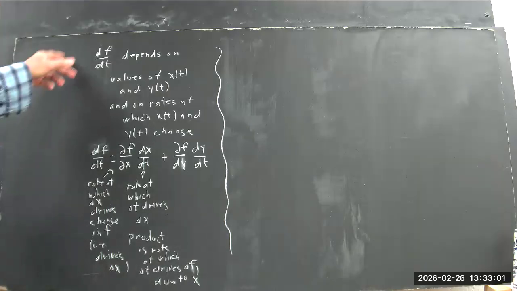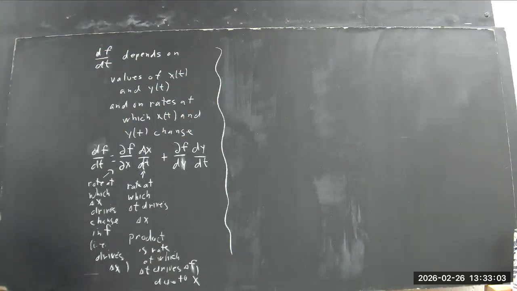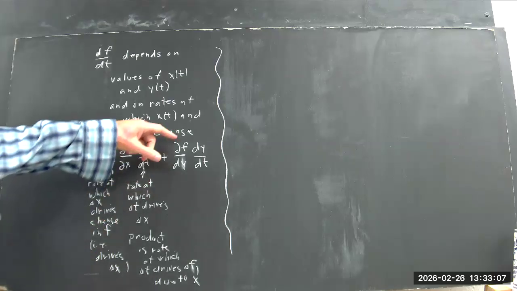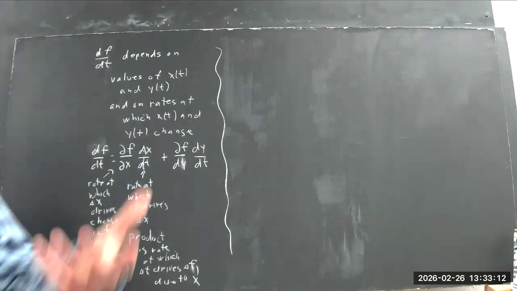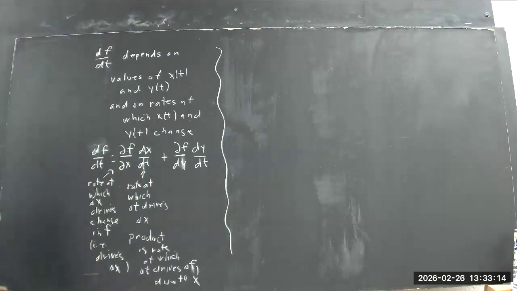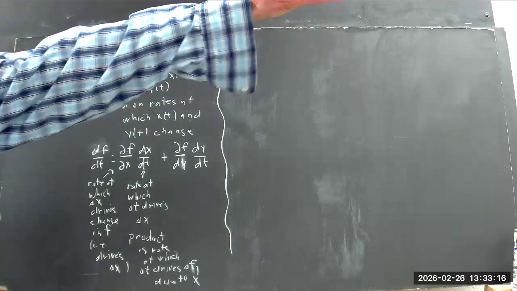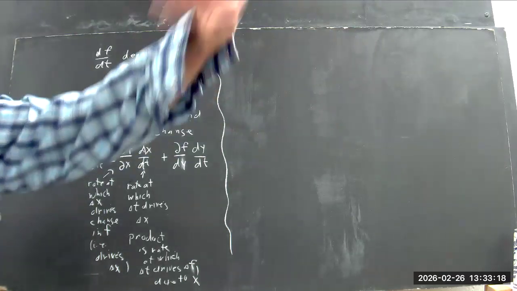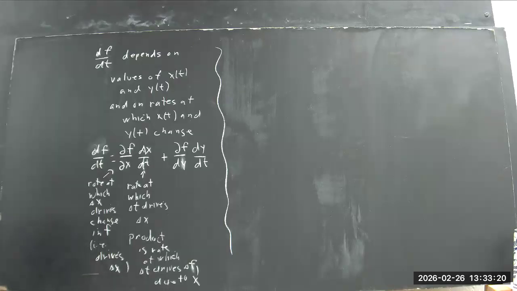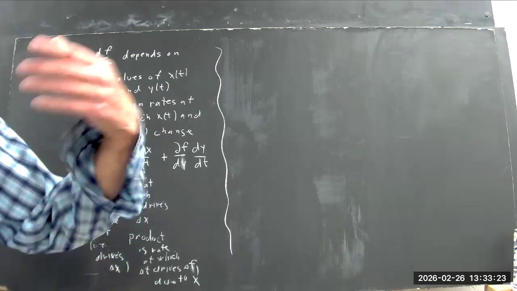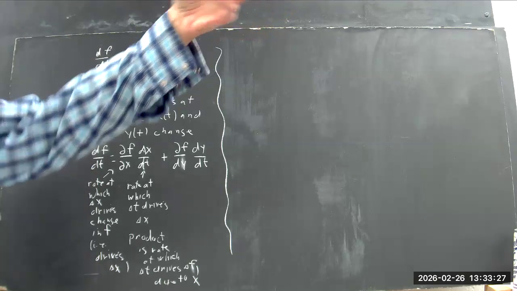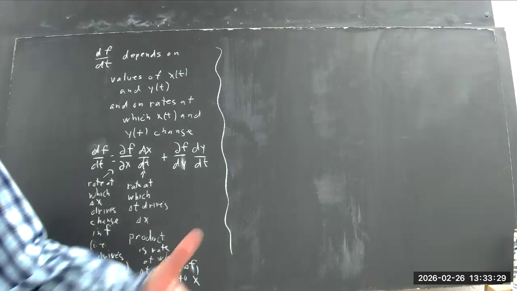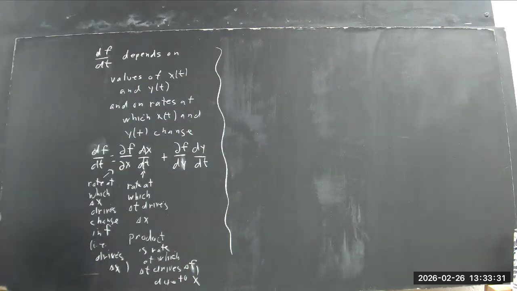In the first place, if f is a function of three variables, x, y, and z, it should be obvious that you'd have a partial f with respect to z times dz dt, right? Okay? If you've got 48 variables, x1, x2, up to x48, you'd have partial of f with respect to x46 times the partial of x46 with respect to t. You'd have any number of them.